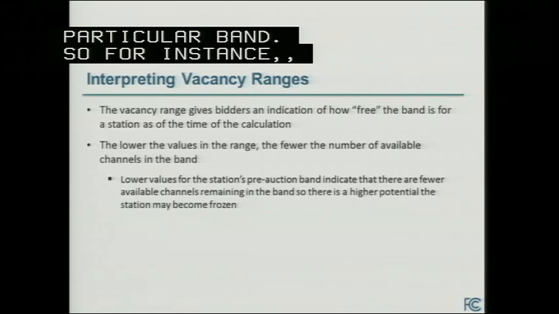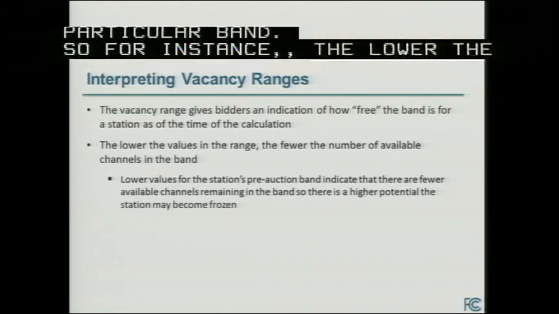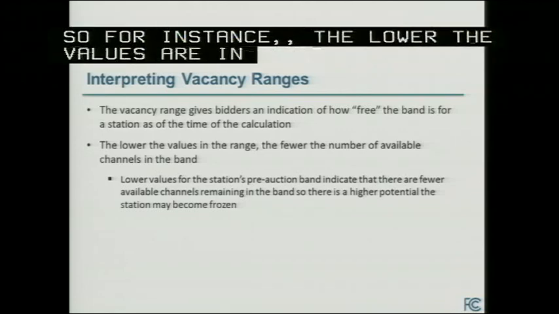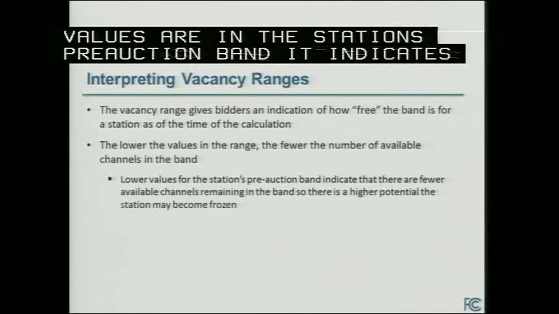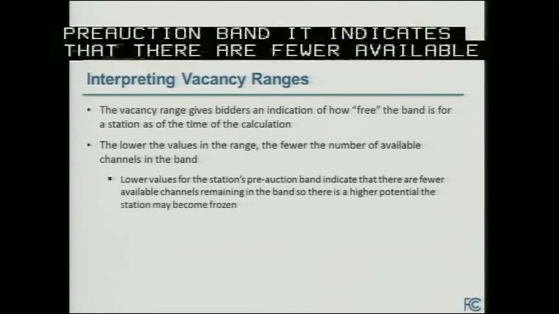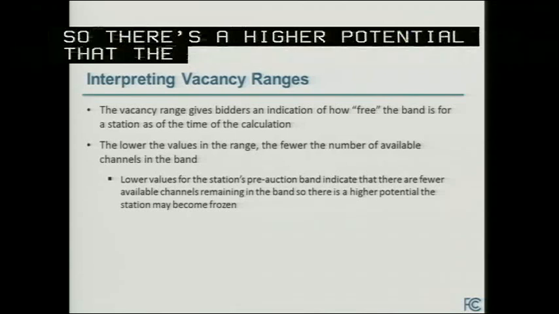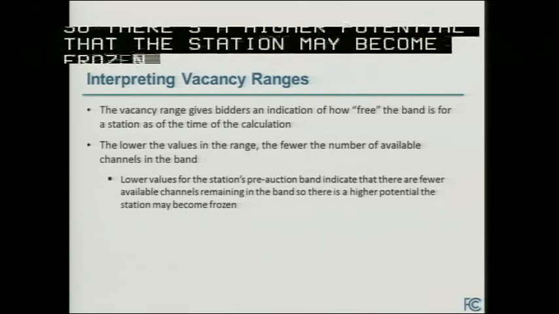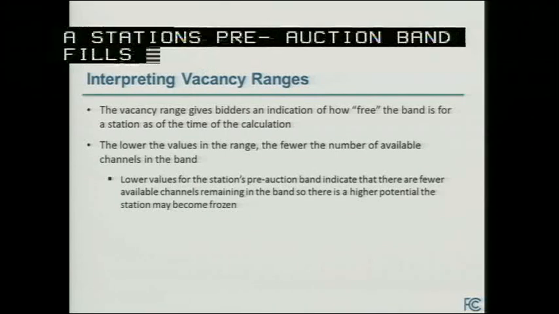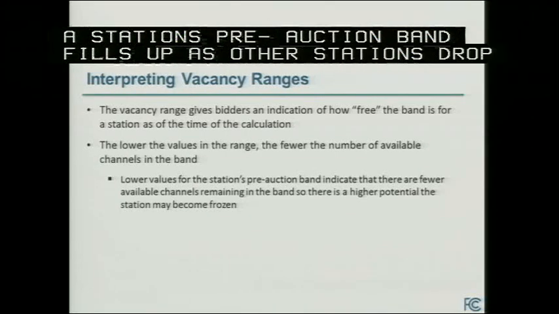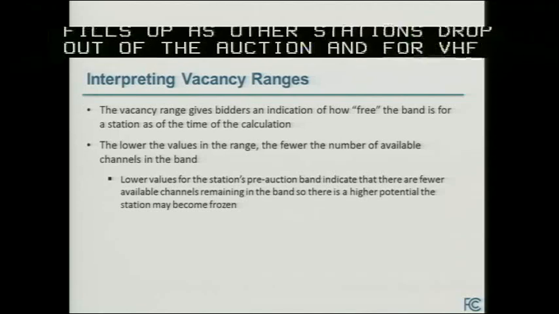So, for instance, the lower the values are in the station's pre-auction band, it indicates that there are fewer available channels remaining in that band, so there is a higher potential that the station may become frozen. A station's pre-auction band fills up as other stations drop out of the auction, and for VHF stations, the pre-auction band can also fill up as UHF stations are assigned to channels in the VHF band.